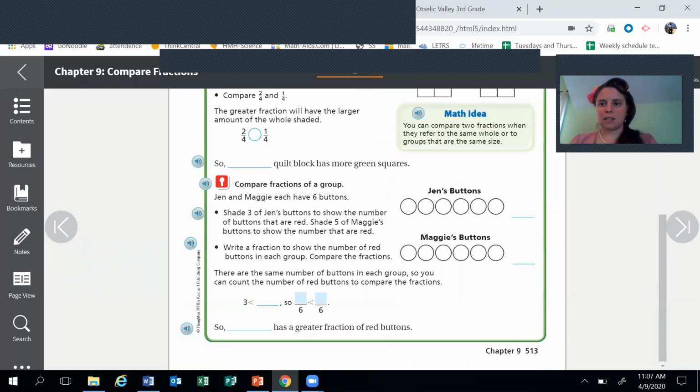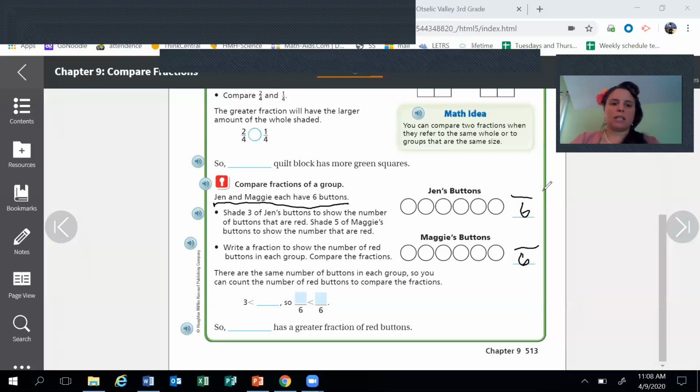And this time, instead of looking at a whole cut up, we are looking at groups of things, which is fine. We've got this. Compare fractions of a group. Jen and Maggie each have 6 buttons. So how much is in our group? 6. So is that going to be the denominator or the numerator? Yeah, it's going to be the denominator because our denominator is how many pieces are in the whole or the group. Okay, so we for sure are going to have a 6 on the bottom.